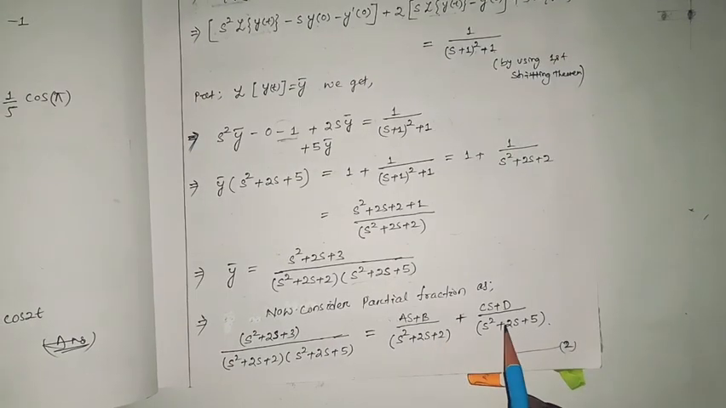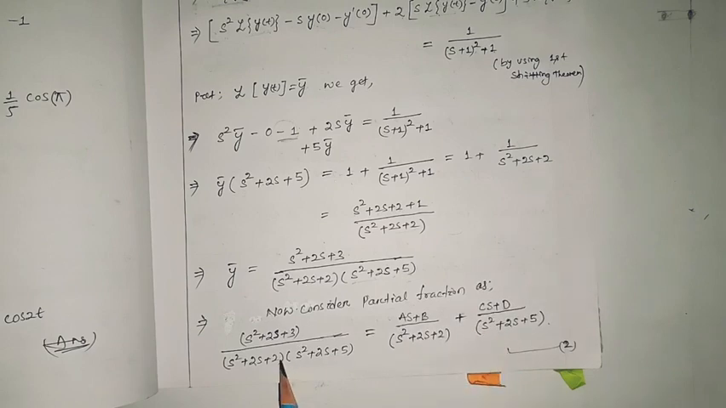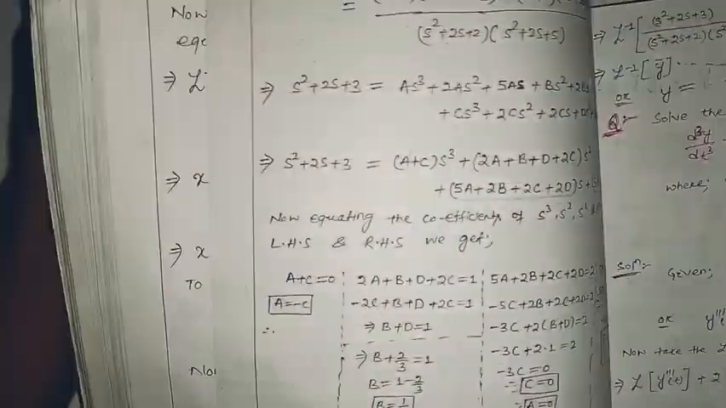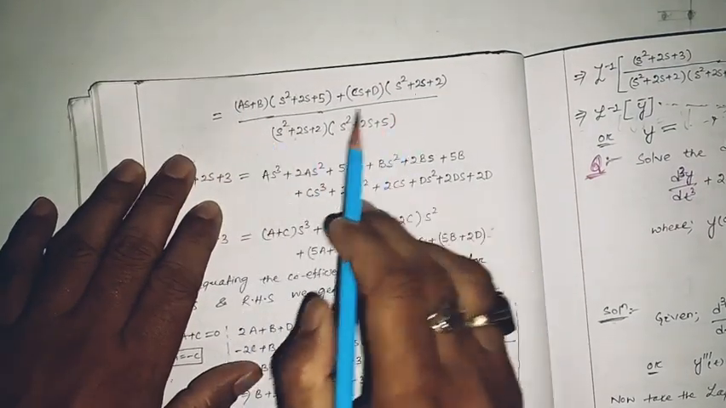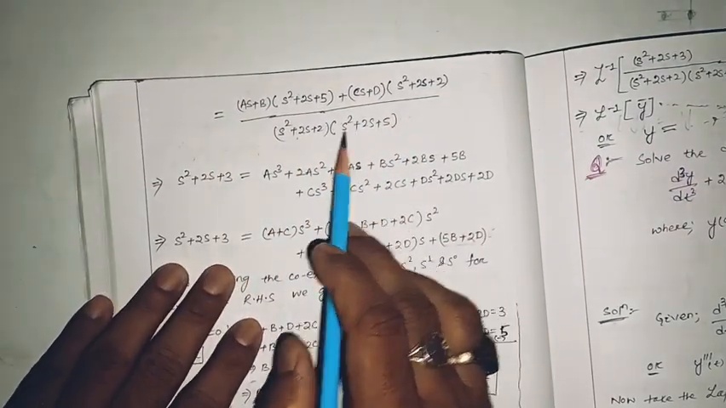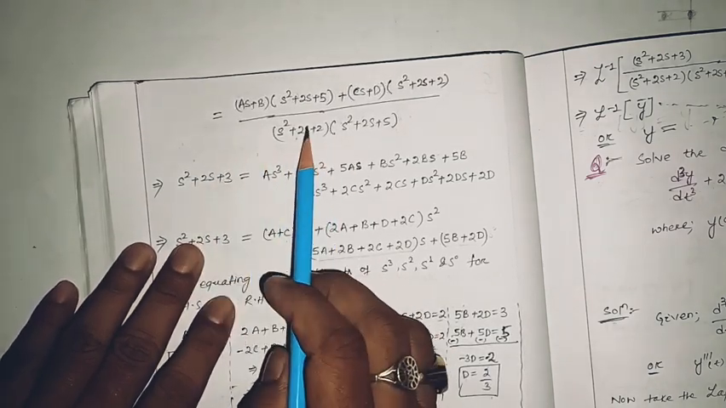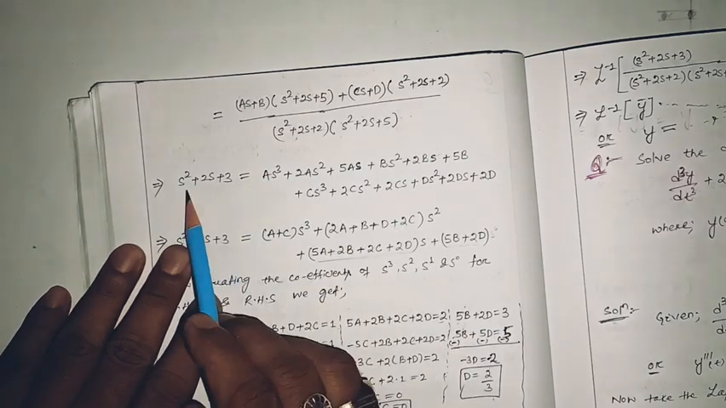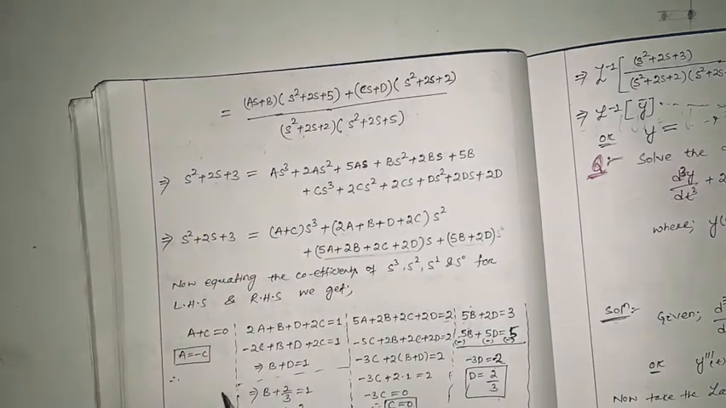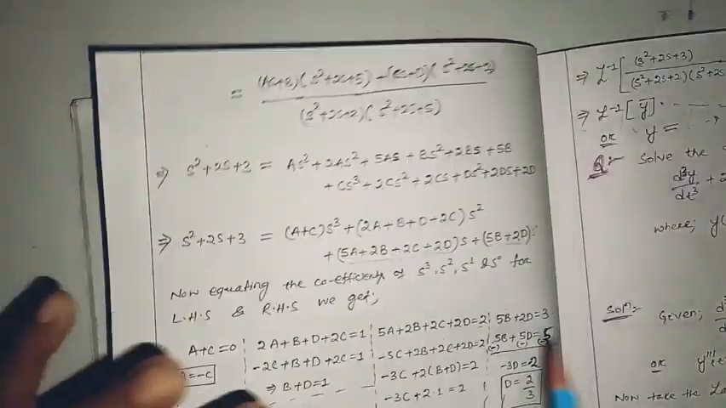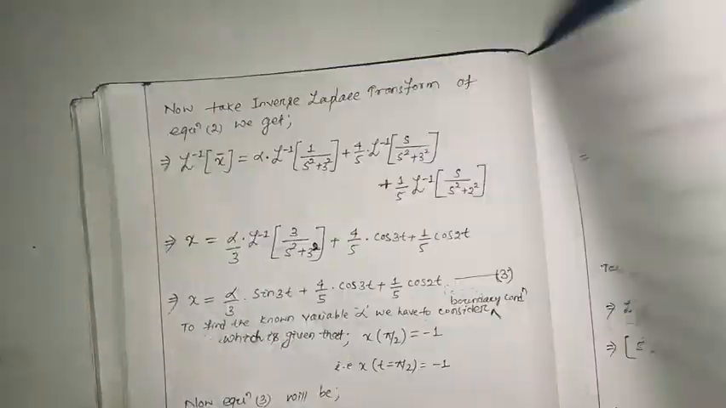Now we have to add these two terms, so this s square plus 2s plus 5 multiplied with this one, cs plus d will be multiplied with this one, divided by this into this. The denominator will be the same, which means the numerator will be the same, so s square plus 2s plus 3 will be the numerator, what we discussed. I have not repeatedly written the denominator here. If the denominator is the same, the numerator will be the same. The numerator is your s square plus 2s plus 3.